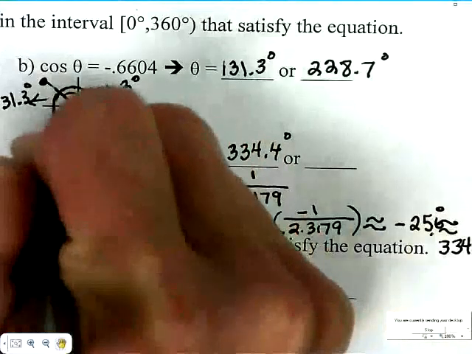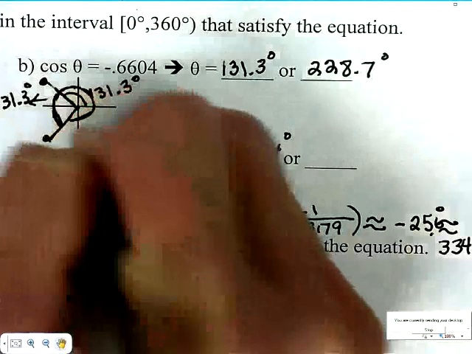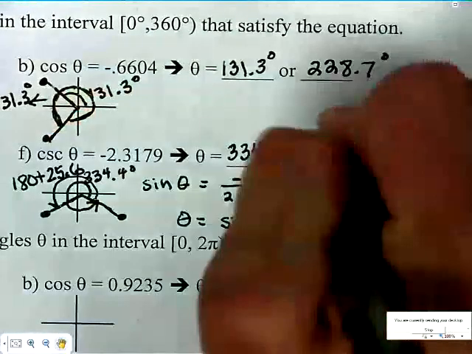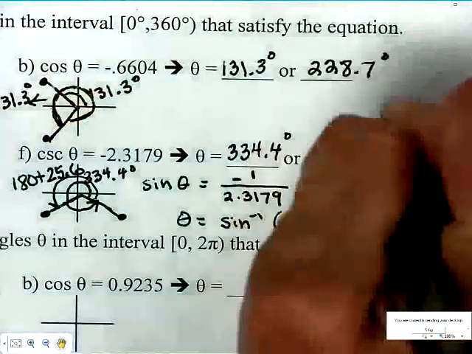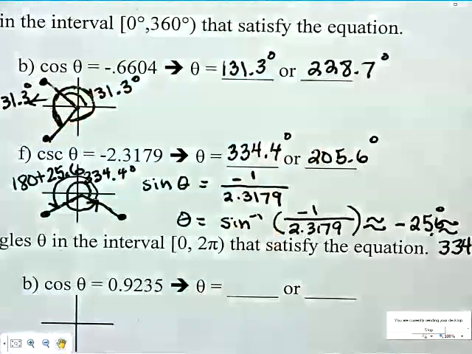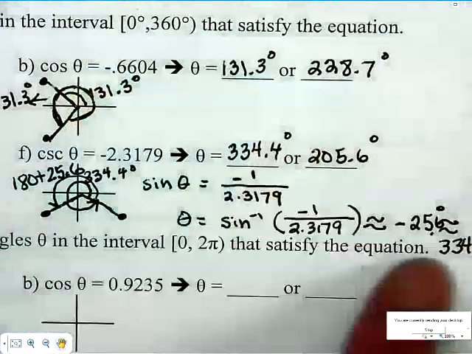$180 plus 25.6 is 205.6. Just make sure that your answers are in the interval that you're asked for, and -25 was not.